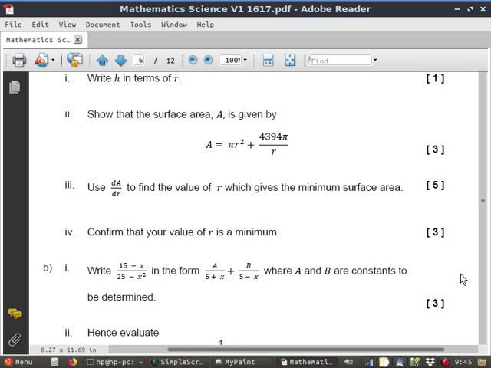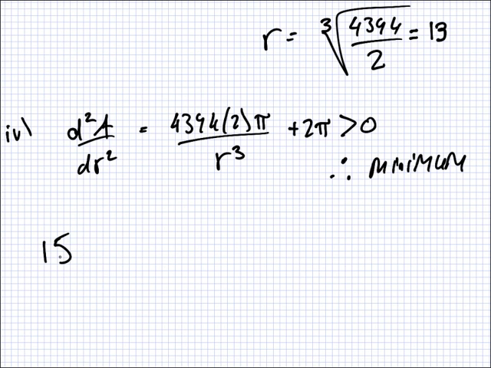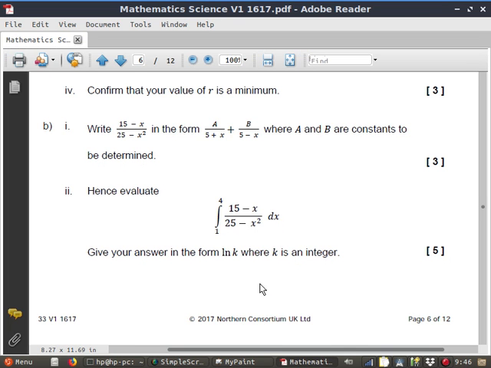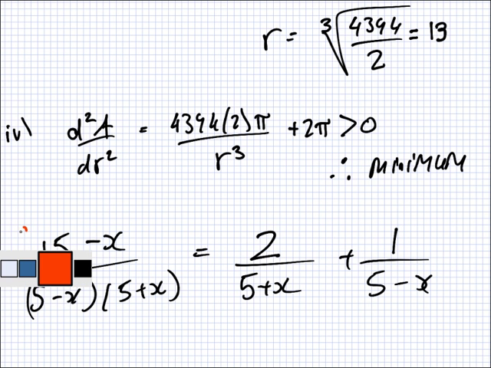Okay. Next, we've got a partial fraction one here. So I'll change this into (15 minus x) over (5 minus x)(5 plus x) equals, the first one is the plus, and then the minus. So I cover up 5 plus x and use x as minus 5. So I'd get 20 over 10, which is 2. And then I cover up 5 minus x and use 5, and I get 10 over 10, which is 1. And then my next job is to integrate.